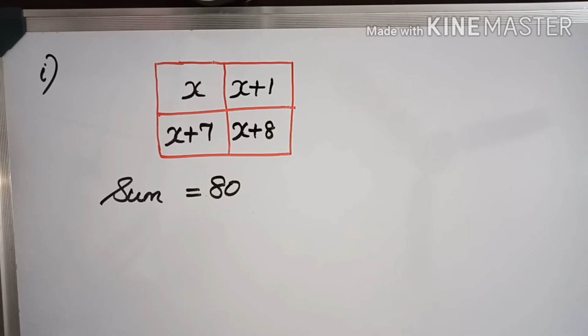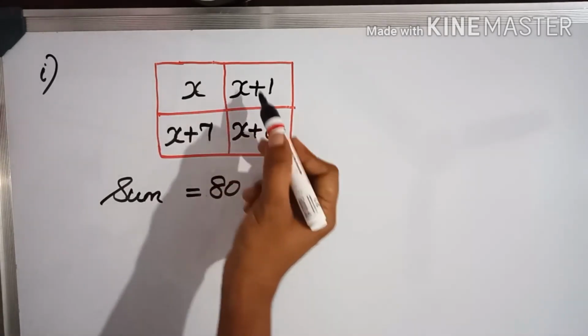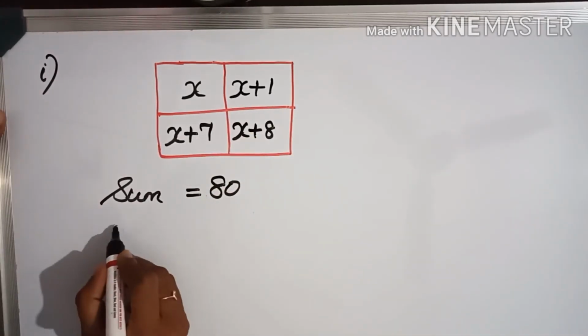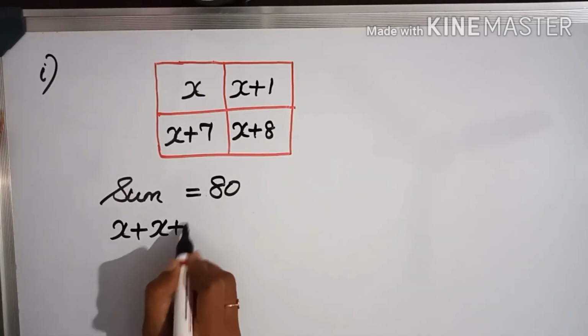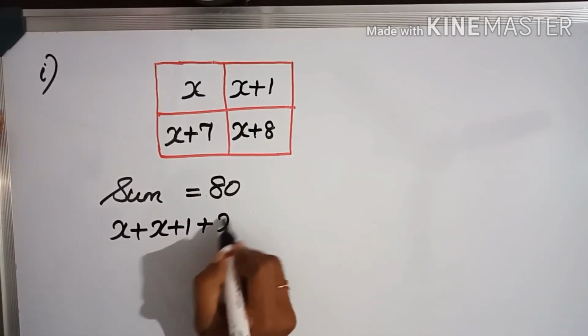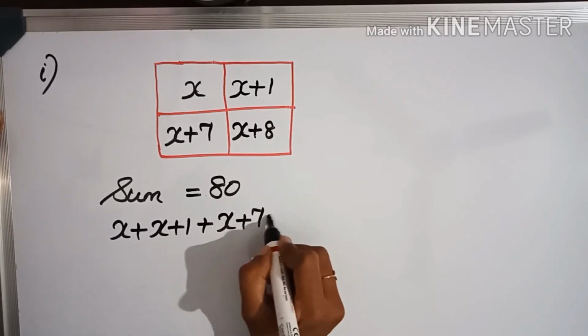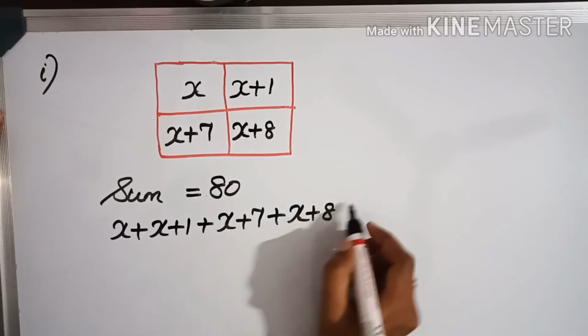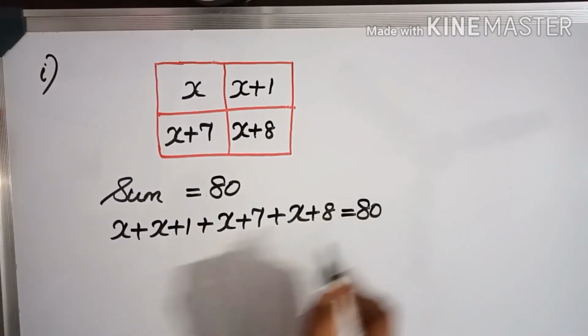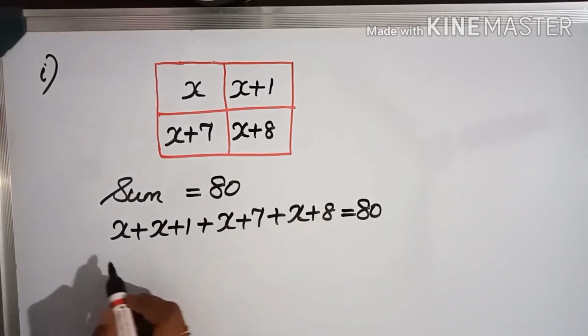That is the question. That means we have to add all these numbers. That is x, next is x plus 1, next is x plus 7, next is x plus 8. These are the 4 numbers. Sum equal to 80 is given.